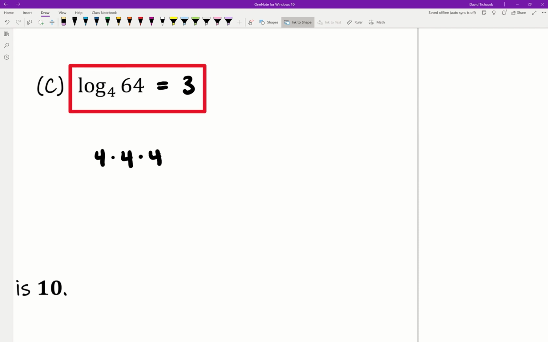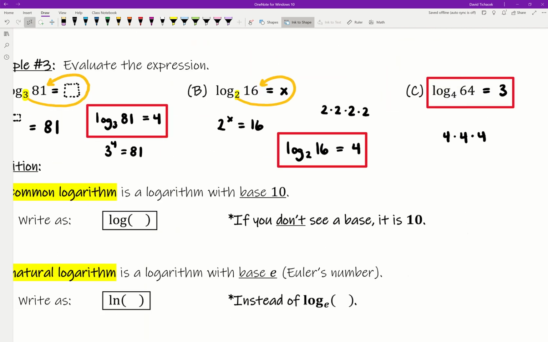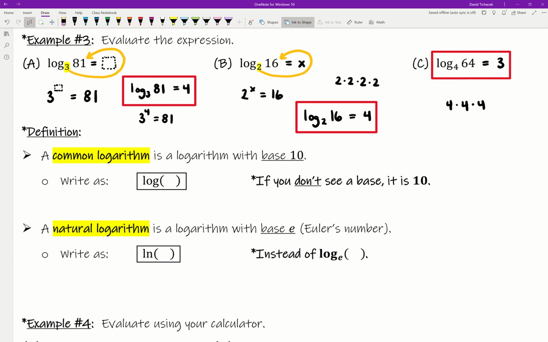equal to 3. Okay, and so again, what a logarithm is, is just an operation that simply asks that very simple question: how many copies of the base multiply into the input?